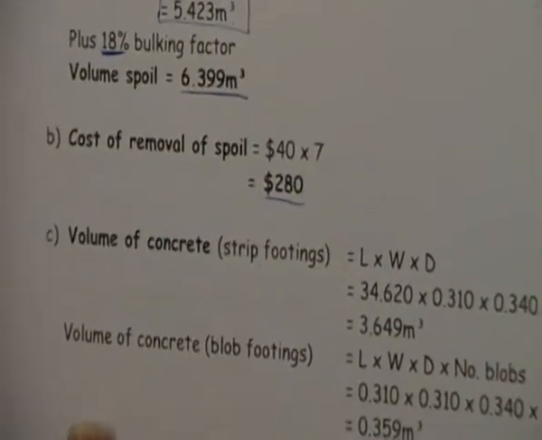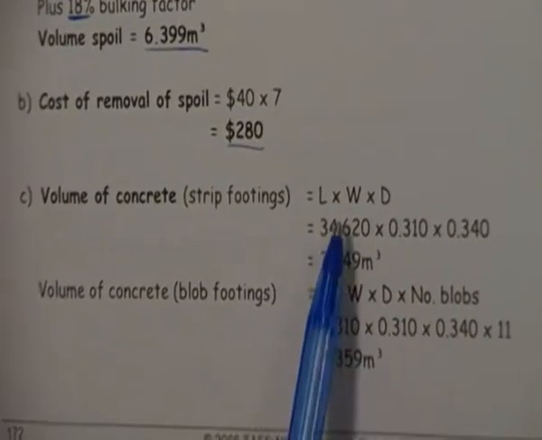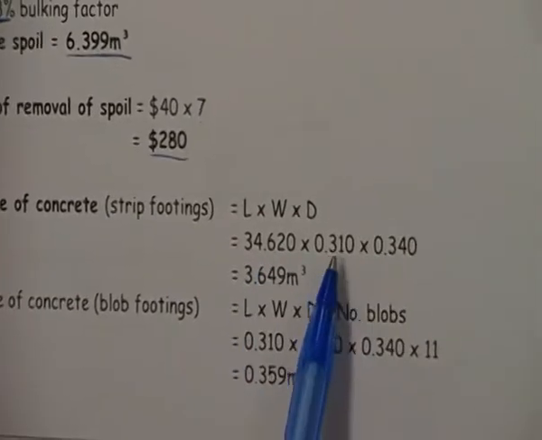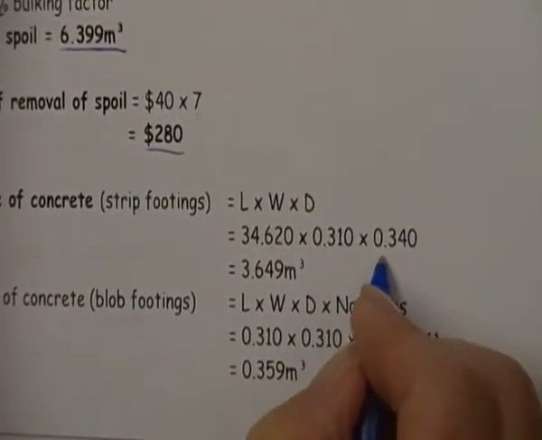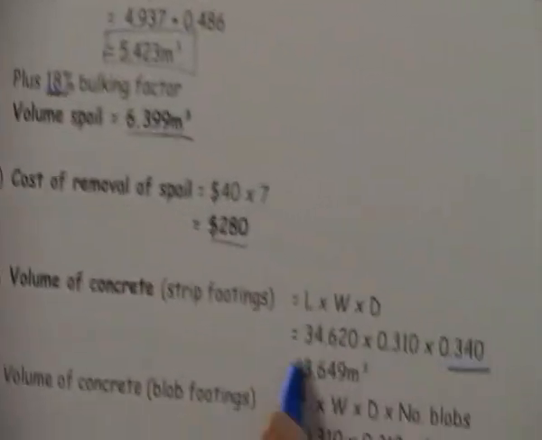Now we can go to our concrete. So our concrete, we have our length of our footing from here. So it stays the same. The width stays the same, it's just the depth is different. Our depth is 340. So we get this volume here.